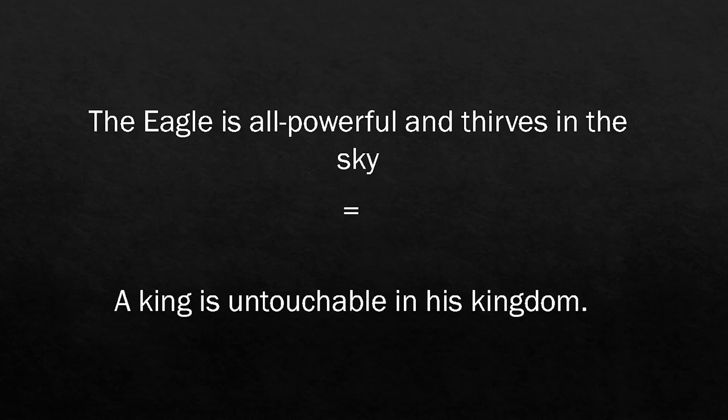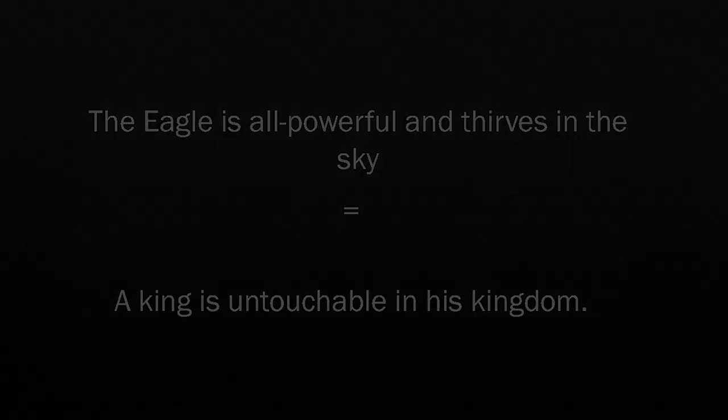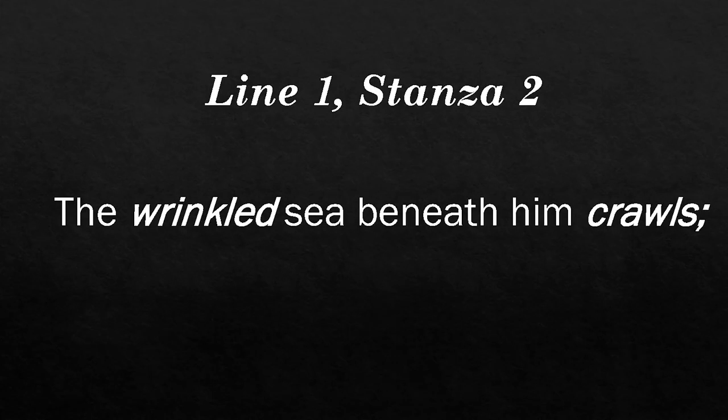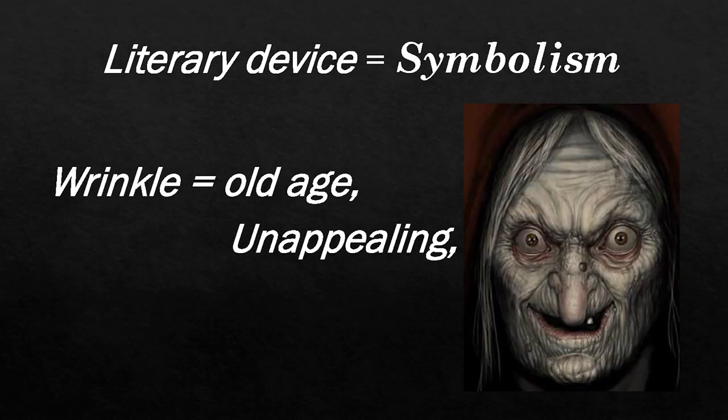There is also another symbolism involved here, which is a king is untouchable in his kingdom. And that is the idea which is communicated through this line. And that is the end of the first stanza. The second stanza begins with the line, "The wrinkled sea beneath him crawls."